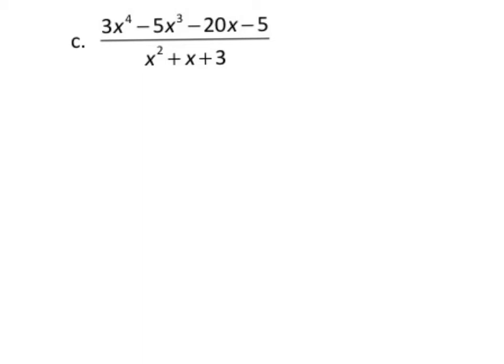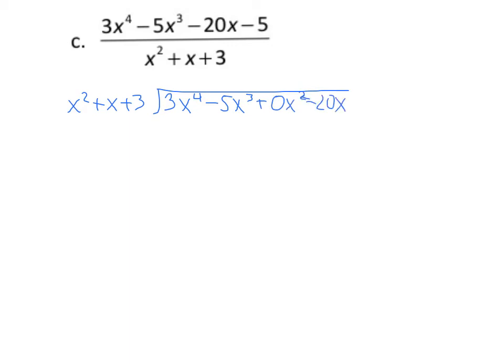Here's one last example. Same thing, the expression on the bottom goes in the front, and then the top goes underneath our division symbol, 3x to the fourth minus 5x to the third. It's missing an x squared term, so I'm going to put plus 0x squared, and then minus 20x minus 5. Okay. So I start by dividing.